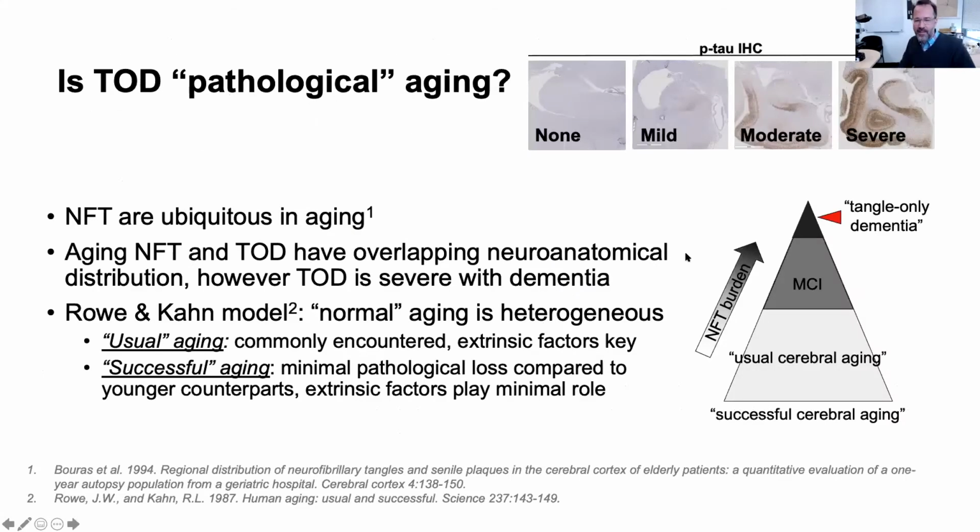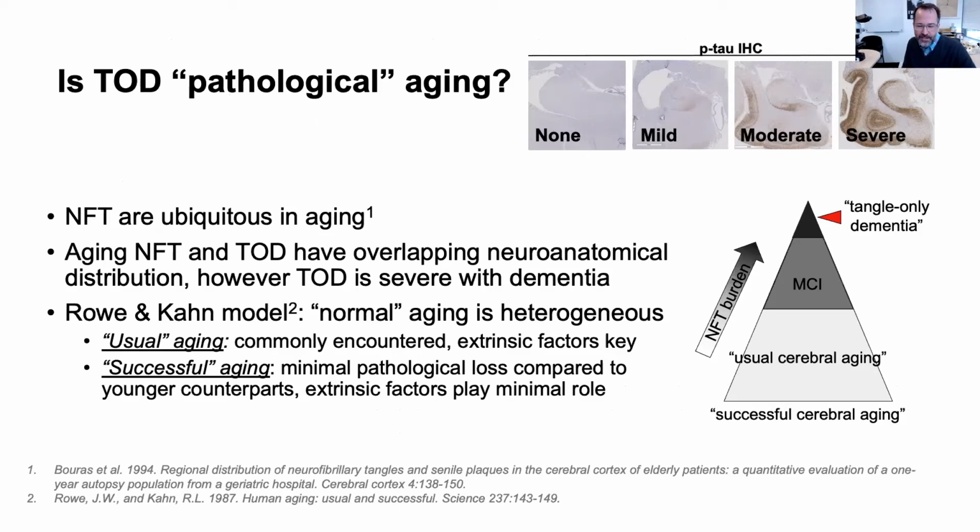What about pathological aging, path aging? You may hear this term get thrown around in the literature. What is pathological aging? Well, I mentioned this before, the aging literature is a little bit kooky.